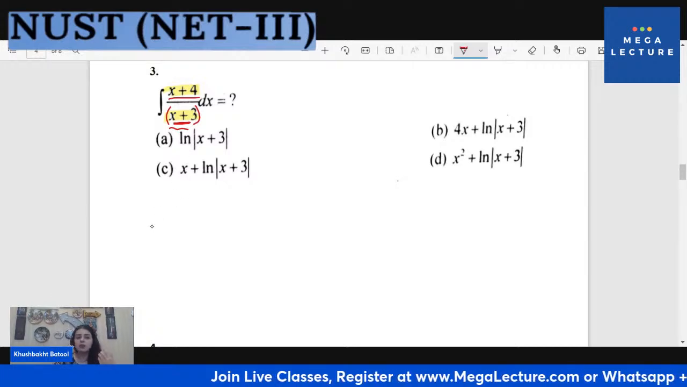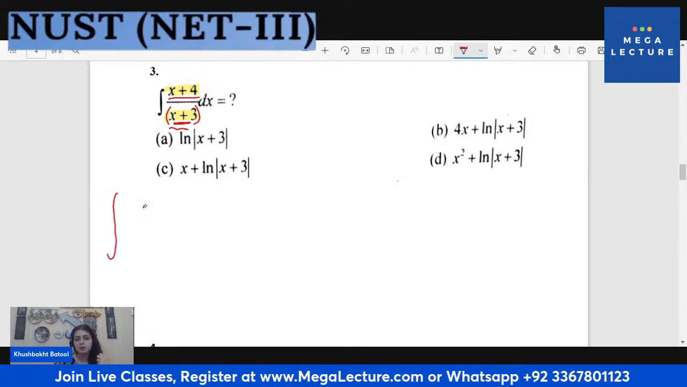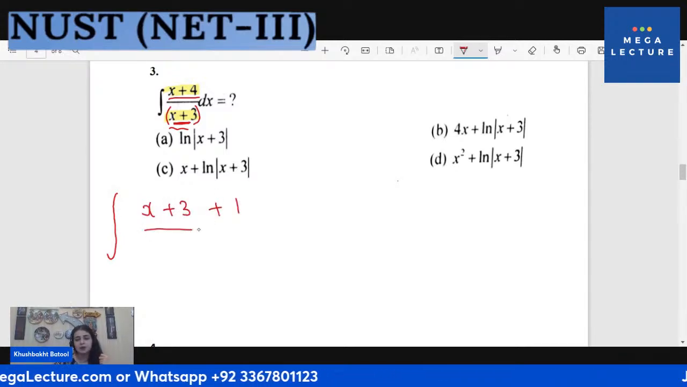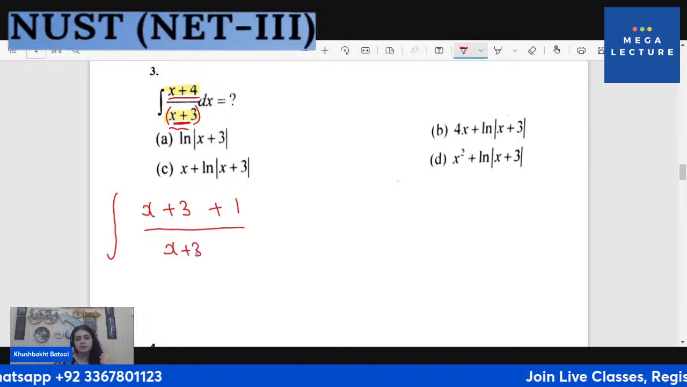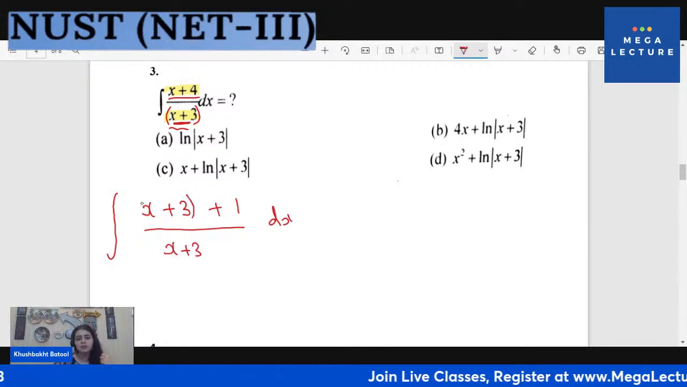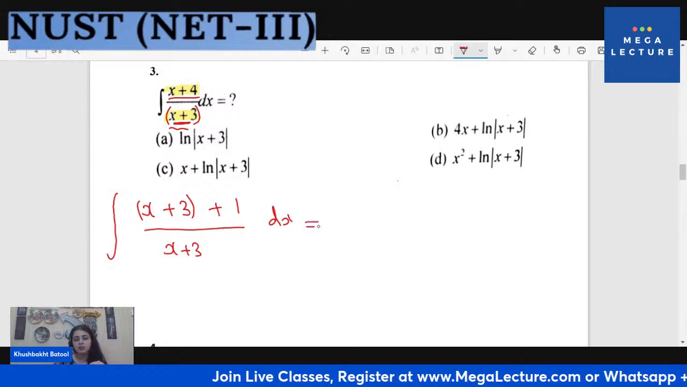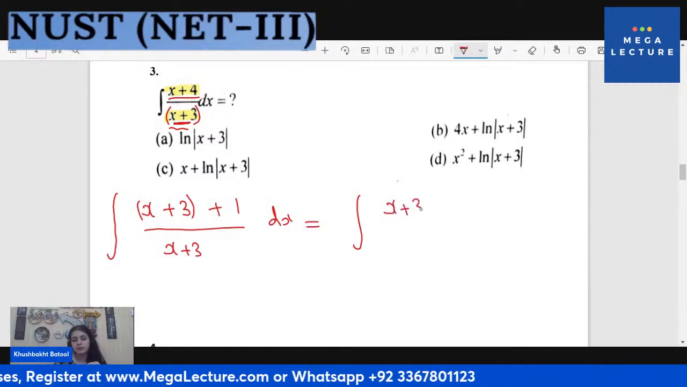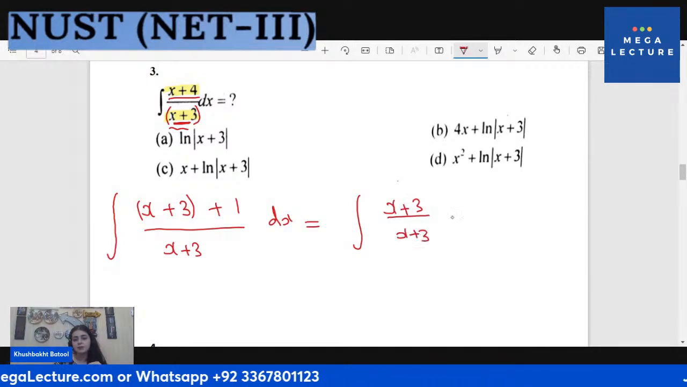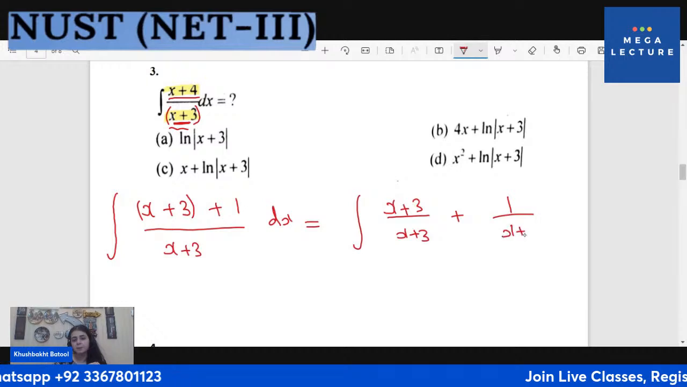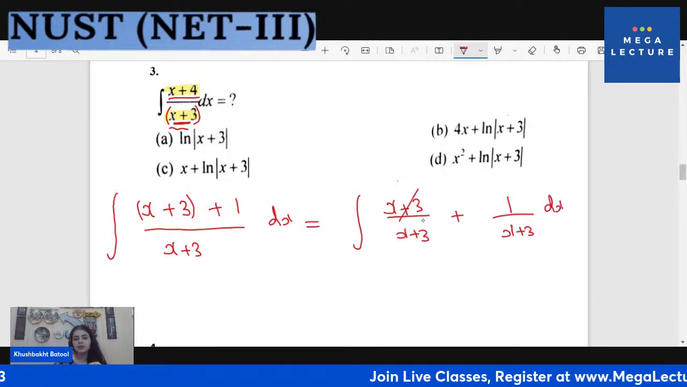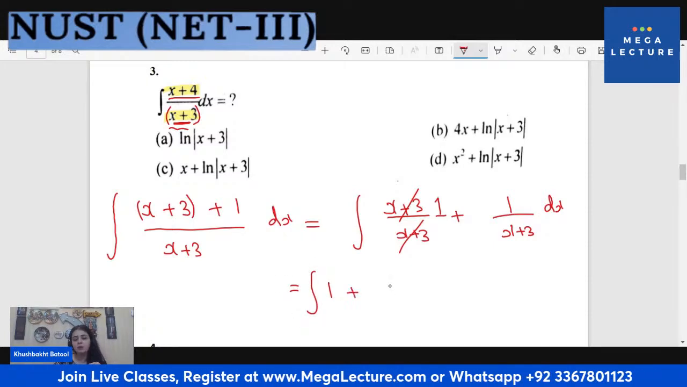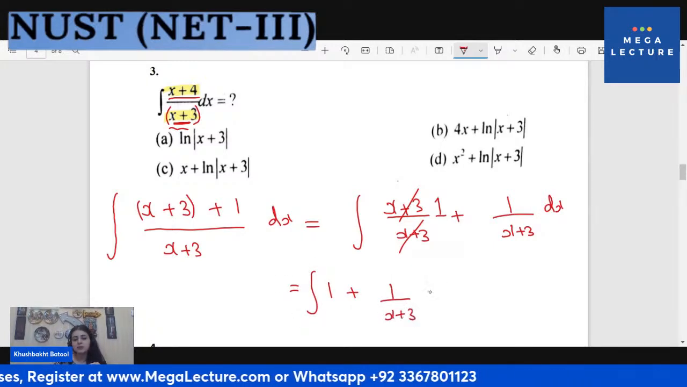So I'll write it down again in some way that things become easy for me. Can I write x plus 4 as x plus 3 plus 1, and this thing divided by x plus 3 with respect to x? So this can be considered as one unit, and this one can be thought about as something different. And now I can split it up: x plus 3 divided by x plus 3, plus 1 divided by x plus 3, with respect to x. This and this can be cancelled and it is going to give me a 1. So I need to integrate 1 plus 1 by x plus 3 with respect to x.